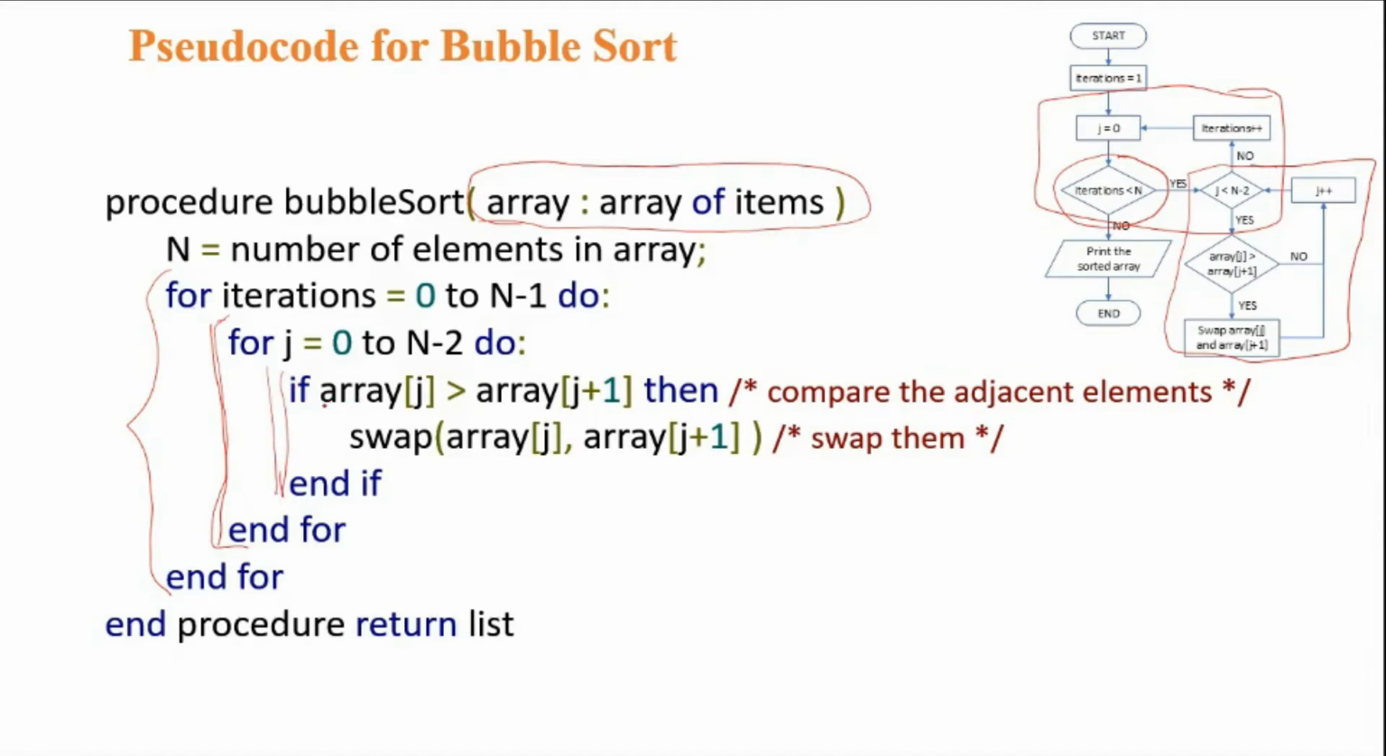This is being done like this. If array j is greater than array j plus 1, then if it is greater, we have to swap. Then we go to end if. So the if is ended. End for. So again end for came up, so j has to be increased by 1.